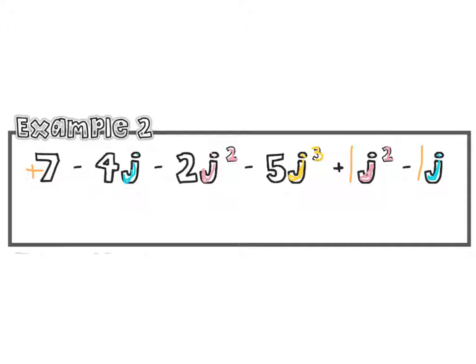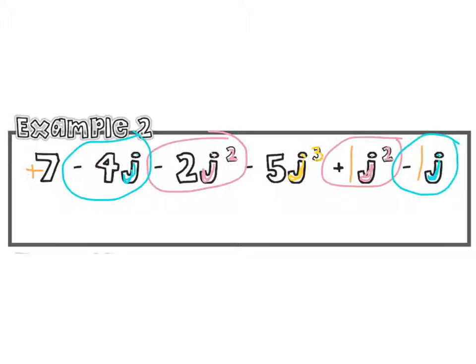All right, now let's circle our like terms and group them. So let's do the pinks first. So this is negative 2j squared plus 1j squared. Those are the like terms. And negative 4j went with negative 1j. And then the other ones didn't have a partner.